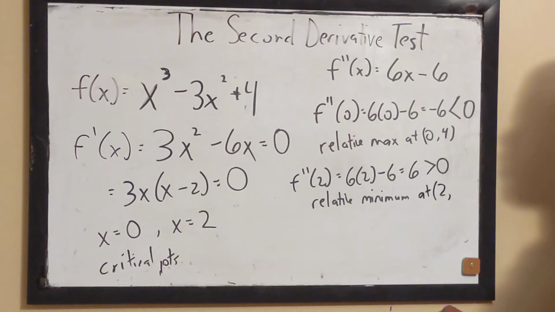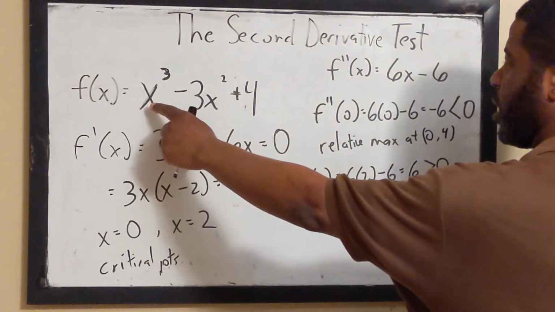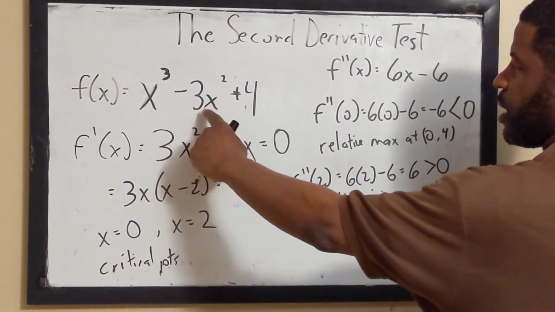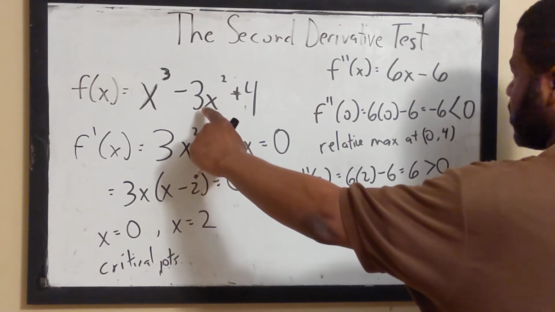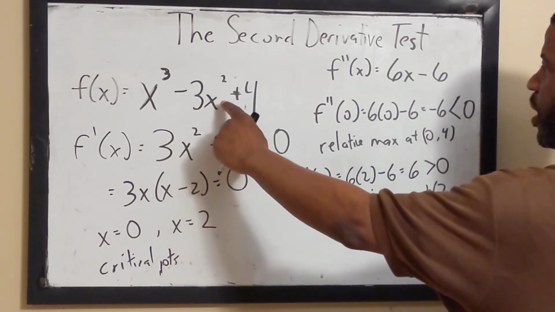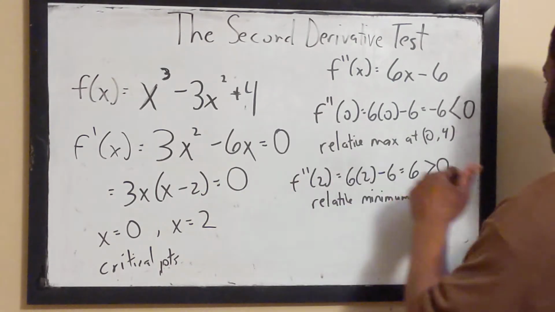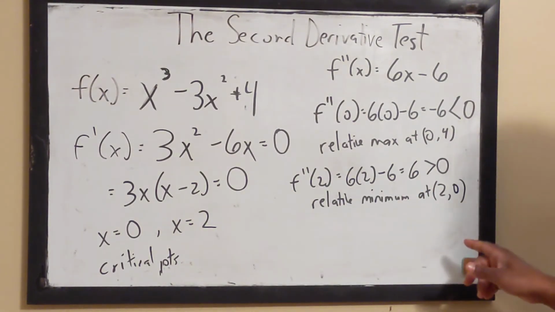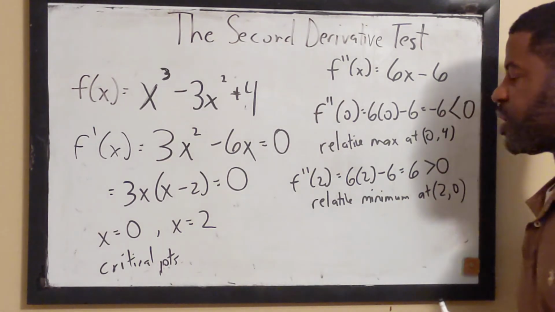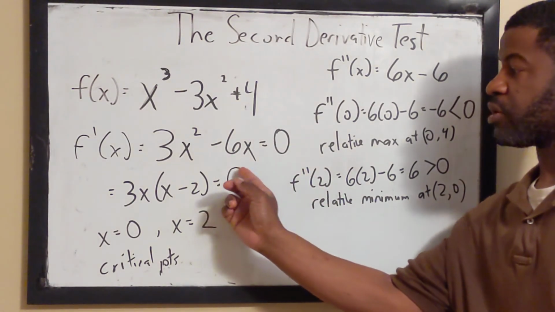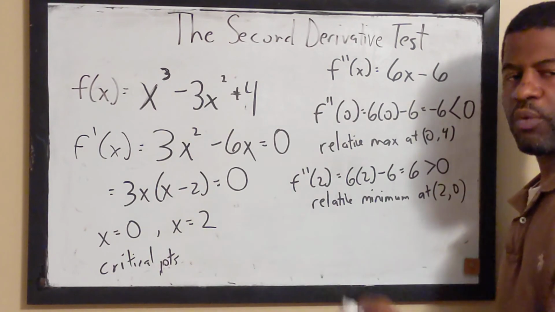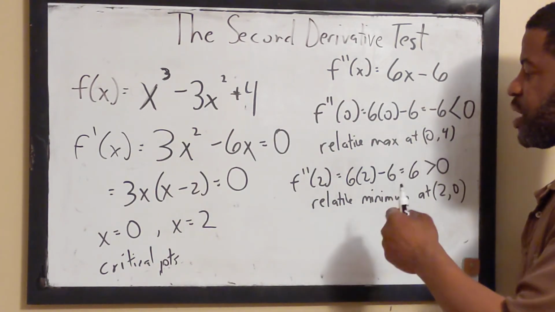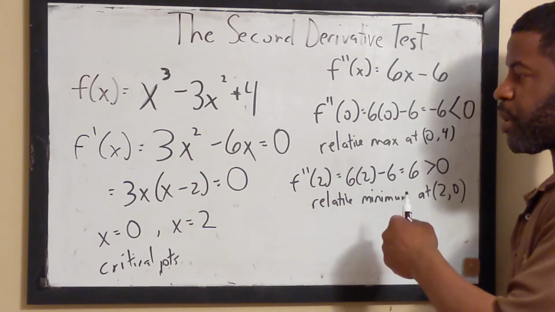And once again, plug 2 back into the original. 2 cubed is 8. 8 minus 3 times 2 squared, that's negative 4 plus 4. So we have a relative minimum at 2, 0. Okay? Now, what you can do is, you can also use the first derivative test if you ever want to just check your answer, but this is the second derivative test for relative maximum and minimum.